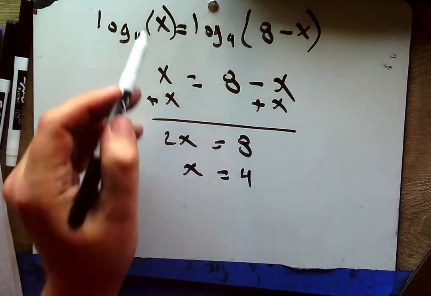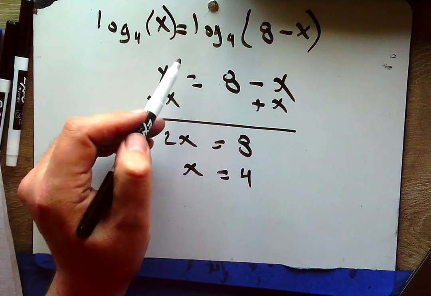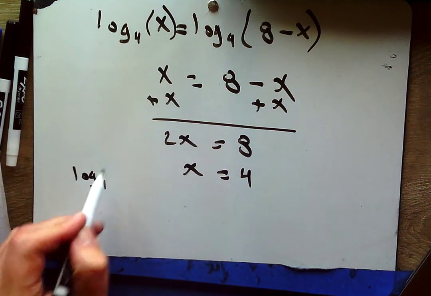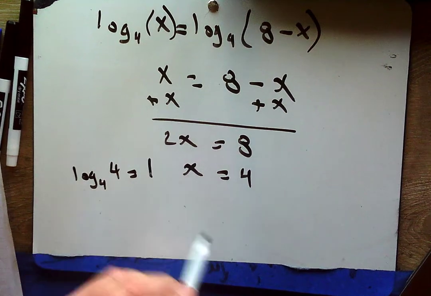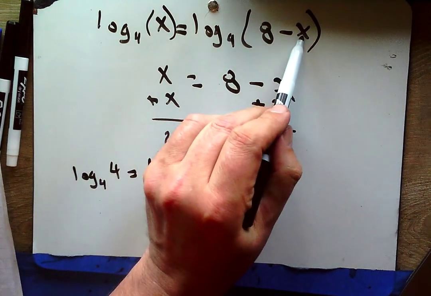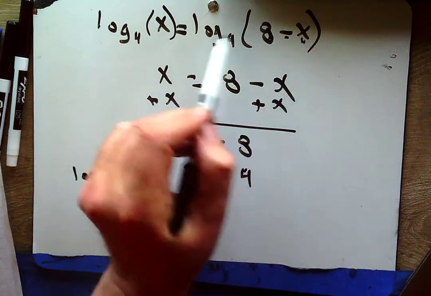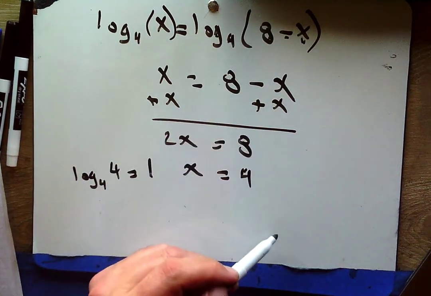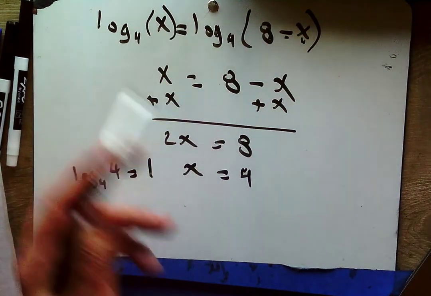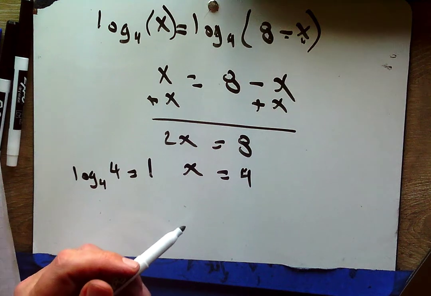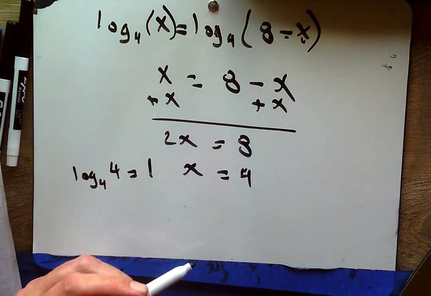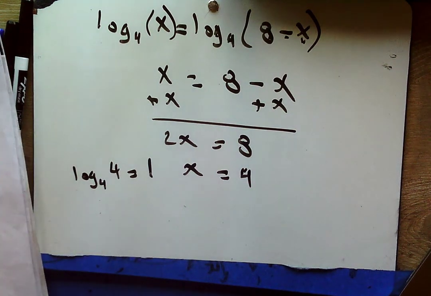Because remember, I can't take the log of a negative number or 0. But if I plug this 4 in here, I have log base 4 of 4. What was log base 4 of 4 equal to? 1. And if I put this 4 in here, 8 minus 4 is 4. And again, I have log base 4 of 4. So 1 equals 1, or log base 4 equals log base 4, either way. Either way I feel comfortable with those.